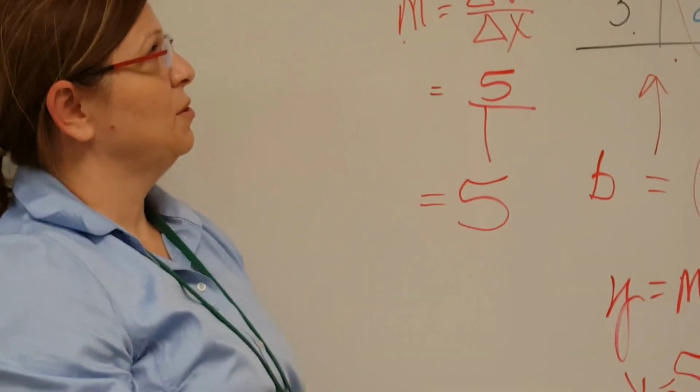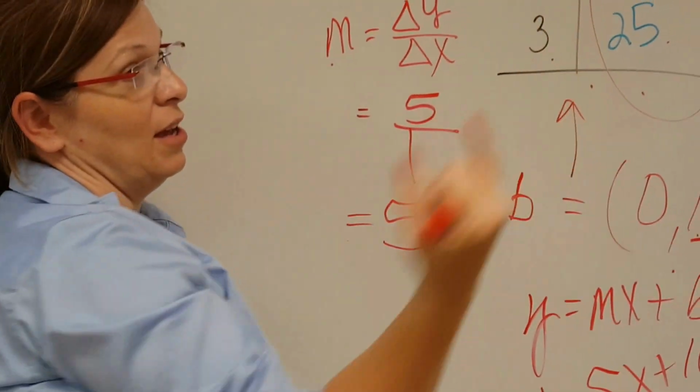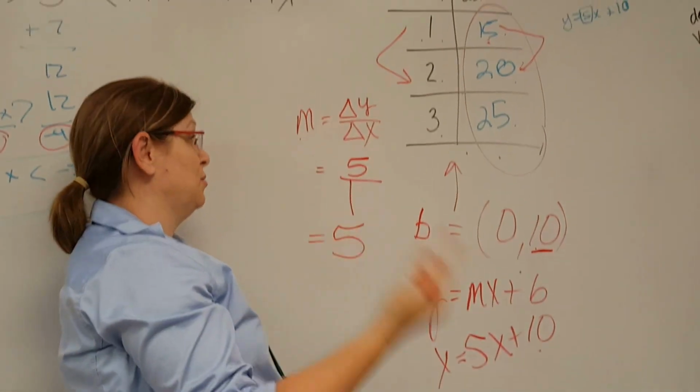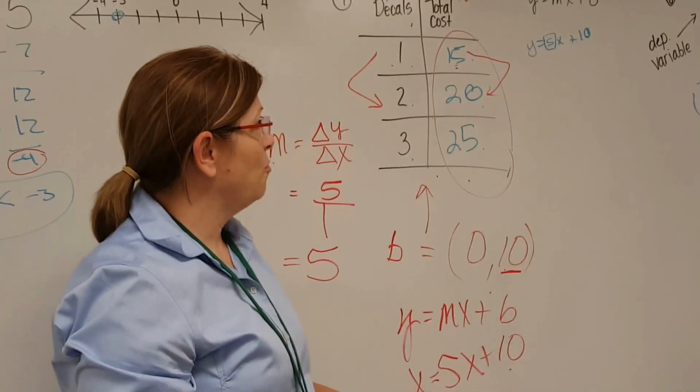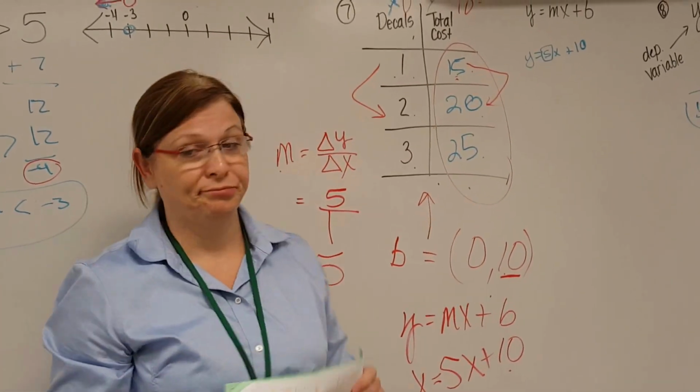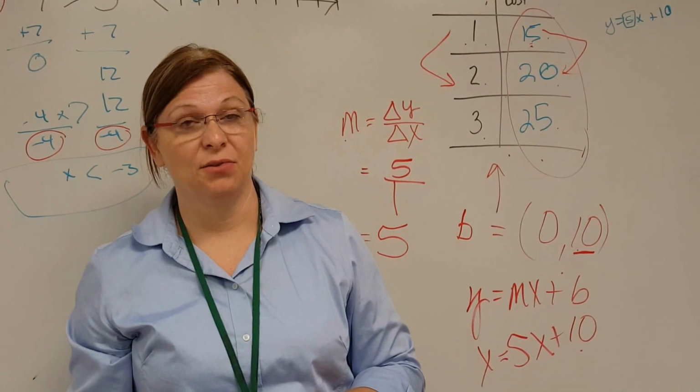Okay? So you got to be able to go from a word problem to a table to a graph. All of these things you got to be able to go back and forth from. All right. Ready for number 8? No, that was number 8.